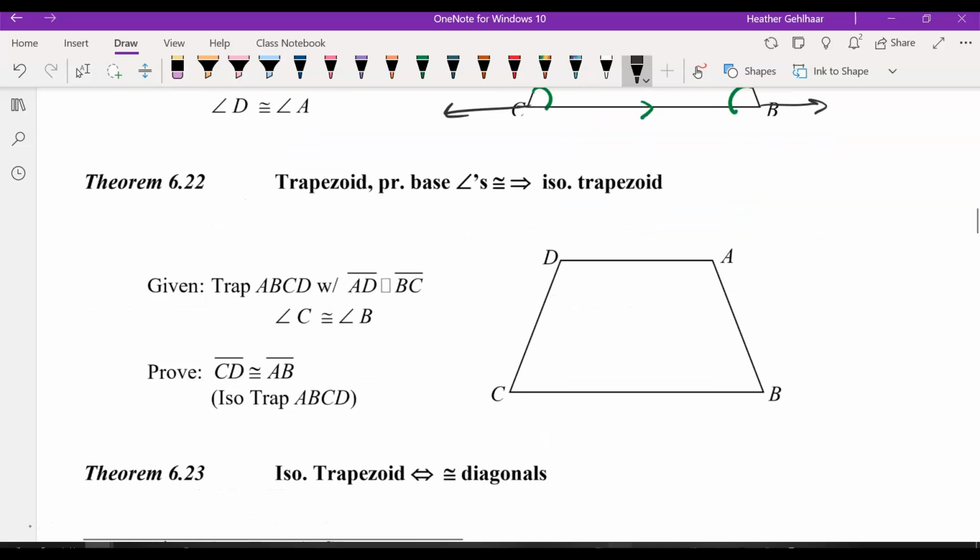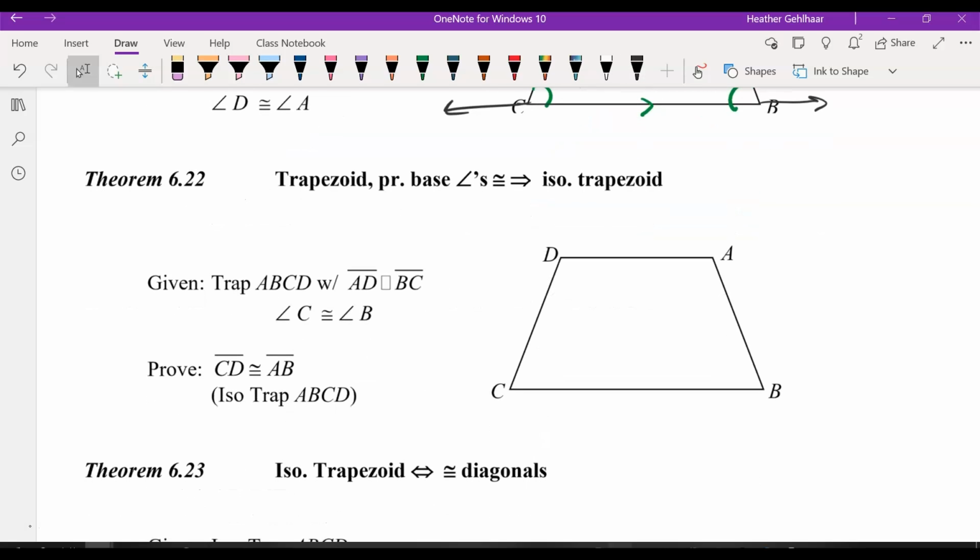Now, going back to over here. Next thing we know, okay, so this is just the converse of that theorem. So remember, converse is just the reverse. So here we have a trapezoid. These segments are parallel, okay? Then we know that angle C is congruent to angle B. Oh, okay, well, that means, Ms. Gelhard, that we totally just have an isosceles trapezoid.